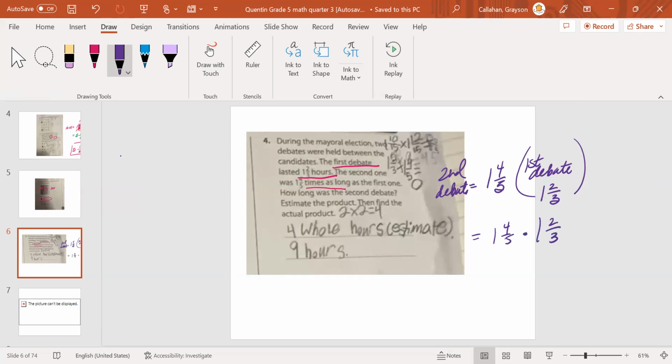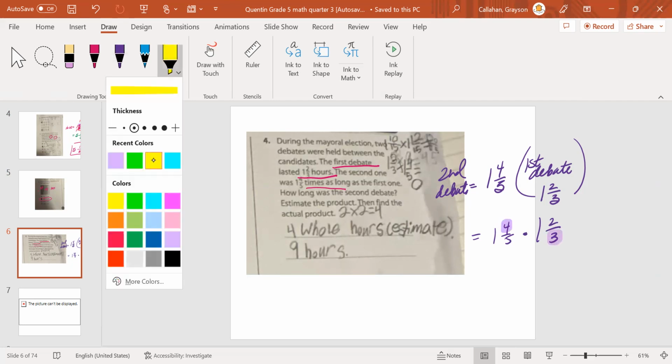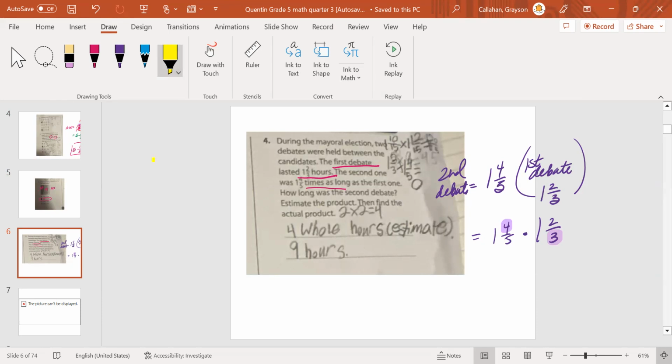So once again, let's take a look. Top and bottom. Can you cancel anything in the top and bottom in the purple? No, 4 and 3. You can't cancel anything. As in, is there a number that divides into 4 and 3? No. What about 5 and 2? No. So you can't cancel anything. So it's not like the last one.